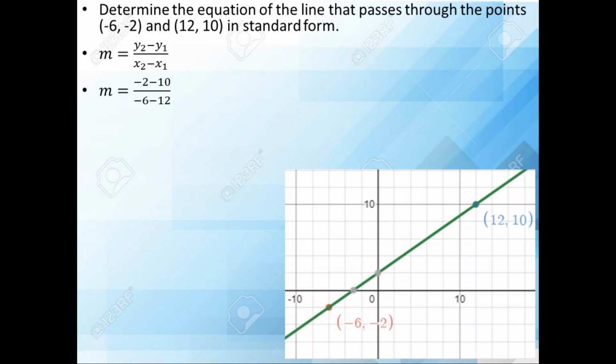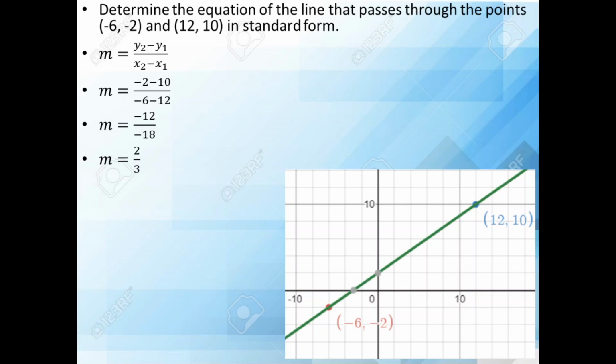So let's begin by writing our formula for gradient, y2 minus y1 over x2 minus x1. Substituting, I'll have -2 take away 10 over -6 take away 12. So the signs are the same. You add and keep the sign, you'll get -12 over -18. Negative divided by negative is a positive. 12 divided by 18 reduces to 2/3.